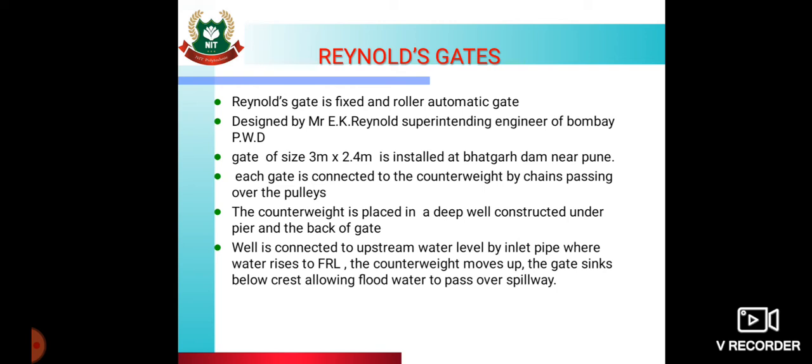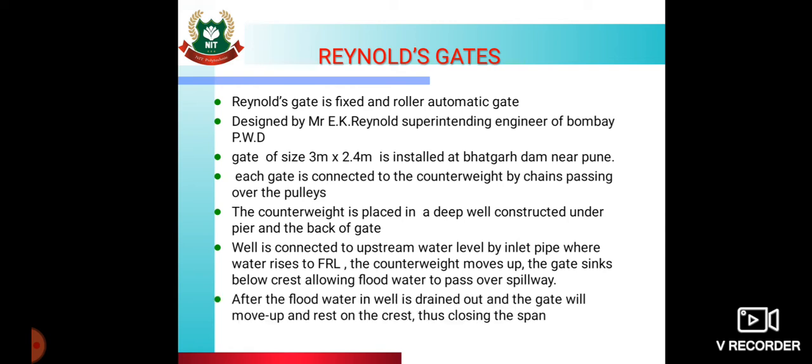So it acts automatically. When water reaches full reservoir level, the counterweights will move up and the gates will sink below the crest and allow the flood water to pass over the spillway. After the flood, the water in the well is drained out and the gate will move up and rest on the crest, thus closing the span. So if the well in which the counterweight is inserted is drained out, means it is empty, then the counterweight will go down, the gate will lift up, and thus the procedure will get closed. So this is automatically operated.